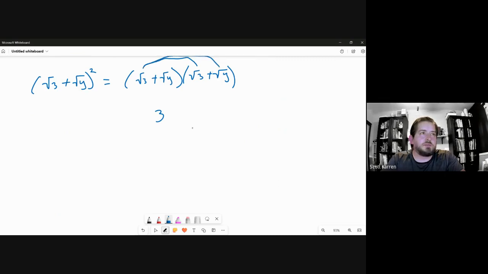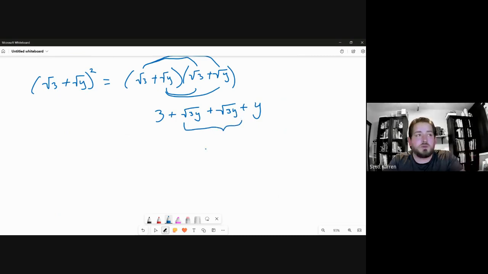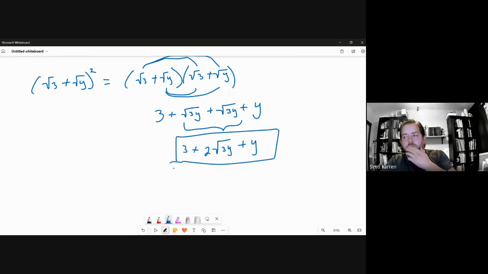But I have the square root of 3 times the square root of y, so that's the square root of 3y. And then I have root y times root 3, which is also the square root of 3y. And then the last one, the square root of y times the square root of y, that is just y. And these middle two terms, they're the same. There's one square root of 3y, another square root of 3y, so that is then 2 square roots of 3y. Plus y on the right, and then plus that 3 on the left, and that's as much as I can simplify it. Okay.